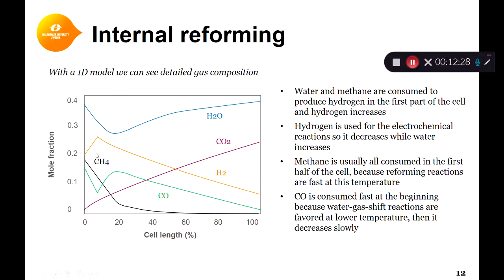The hydrogen increases a bit in the first part because it's produced by the reforming of the methane, and then it decreases along the cell because reactions are taking place. The water decreases at the inlet because it's consumed during reforming, and then increases since it's a product of the electrochemical reaction. This one-dimensional analysis is important if we want to evaluate, for example, if there is carbon deposition or if there is fuel starvation, so too much hydrogen is consumed, which can cause excessive diffusion loss.